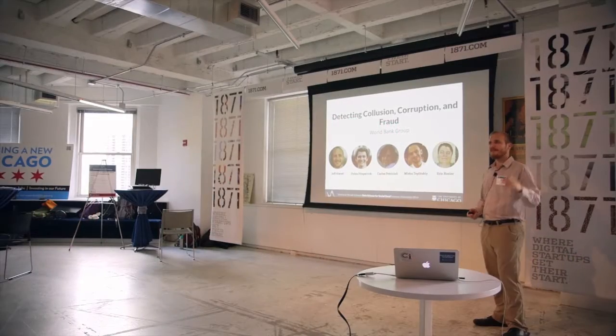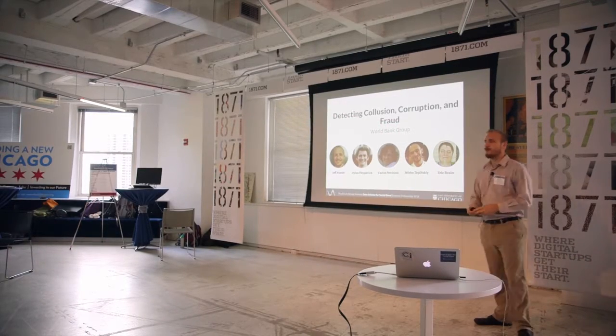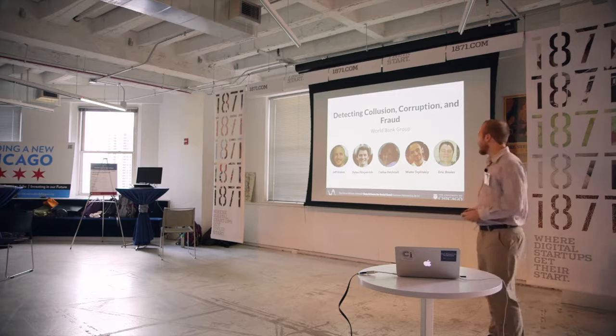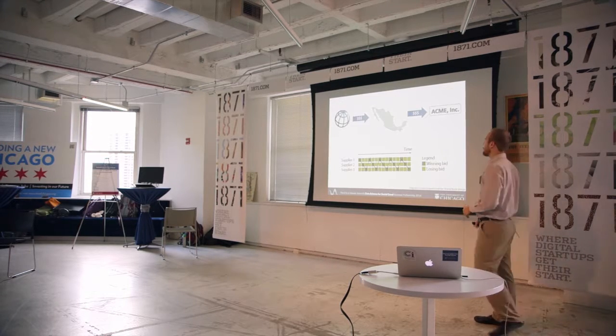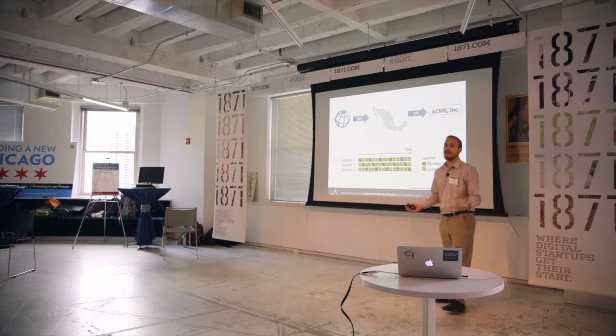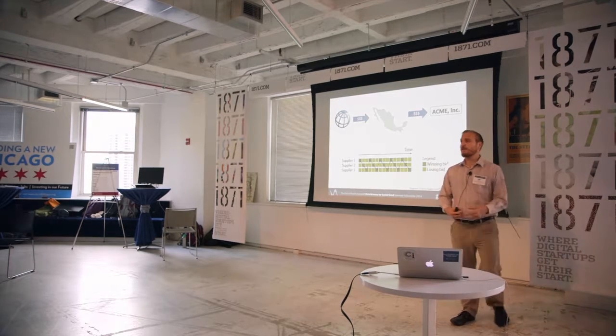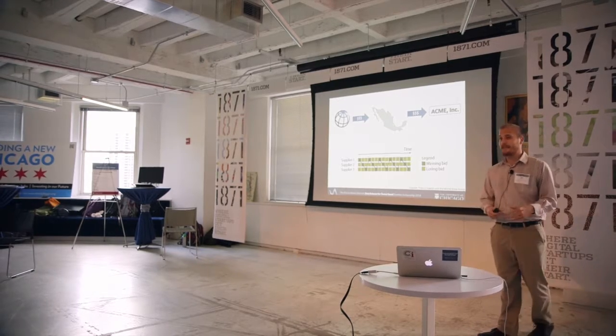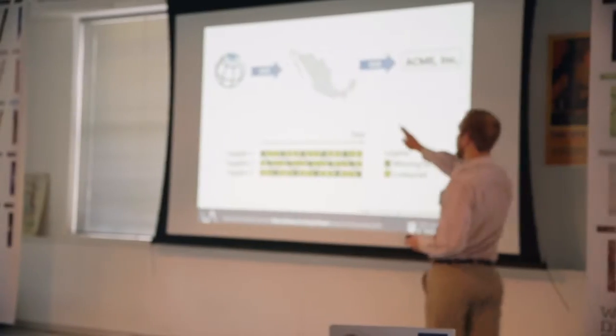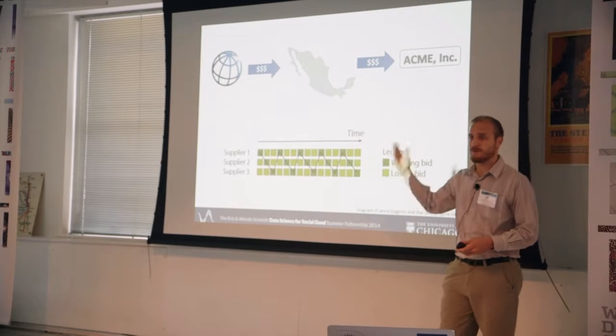Hi, I'm Jeff Allstott, and together with this great team, we've been working with the World Bank Group this summer on detecting fraud, collusion, and corruption. The World Bank's mission is to alleviate global poverty. Their primary method for doing this is giving loans to developing countries to the tune of about $30 billion a year. Those countries then spend the money on projects like schools and roadworks and whatnot.